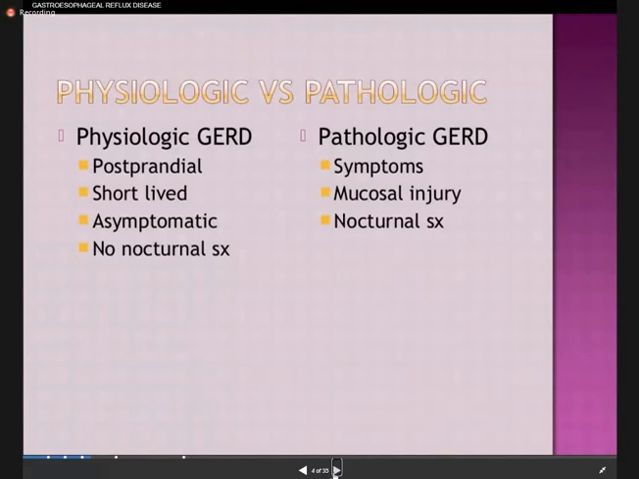In cases of pathological GERD, the difference is there. It is usually symptomatic, and the symptoms are very varied, which we are going to cover down the lecture. And then there is mucosal injury, which is usually not seen in physiological GERD, and the nocturnal symptoms are always there.